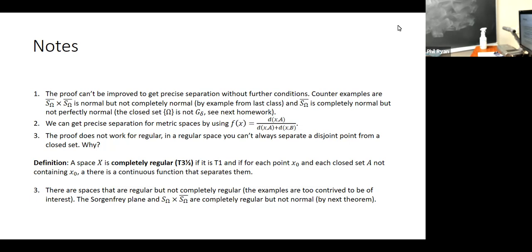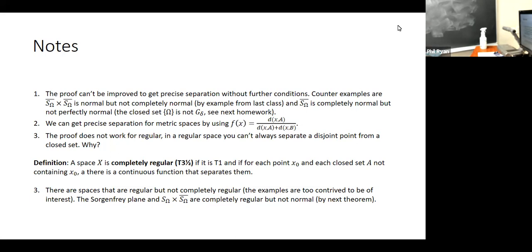So remember, T normal is T4, completely normal is T5, perfectly normal is T6. Metric spaces, though, we can get precise separation, because we've got the metric, and that gives us a really nice continuous function.